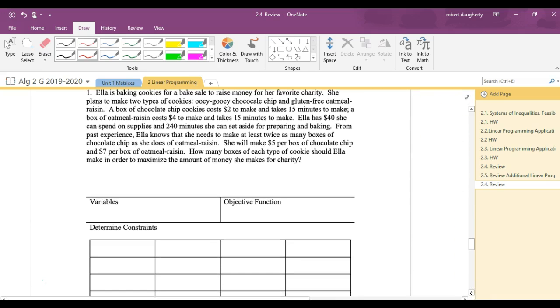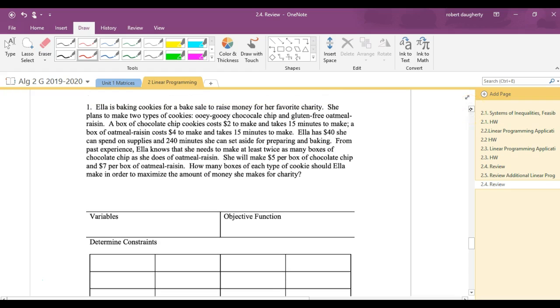Challenge problem. So let's take a look at this. Ella is baking cookies for a bake sale to raise money for her favorite charity. She needs to make 2 kinds of cookies, ooey gooey chocolate chip and gluten-free oatmeal raisin. A box of chocolate chips costs $2, takes 15 minutes. A box of oatmeal costs $4 and takes 15 minutes. She has $40 she can spend on supplies and 240 minutes she can set aside for preparing and baking. From past experience, she knows that she needs twice as many boxes of chocolate chip as oatmeal raisin. She will make $5 per chocolate chip and $7 for oatmeal raisin. How many boxes of each type should she make?